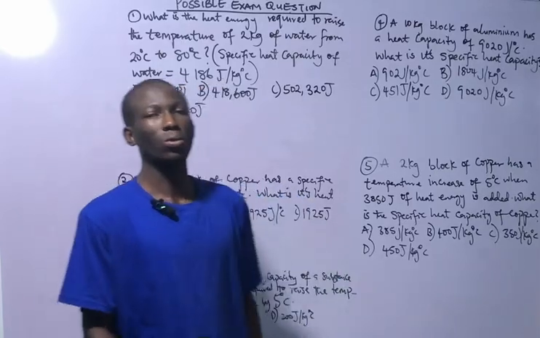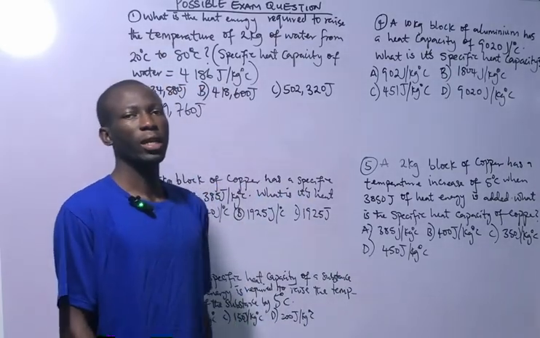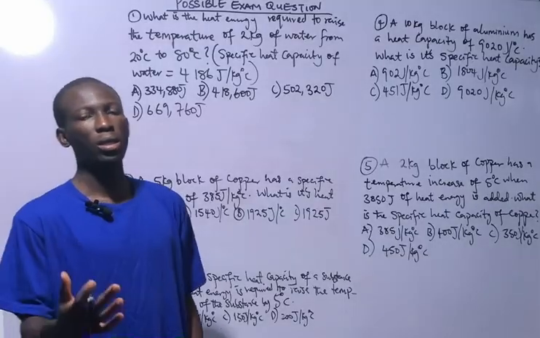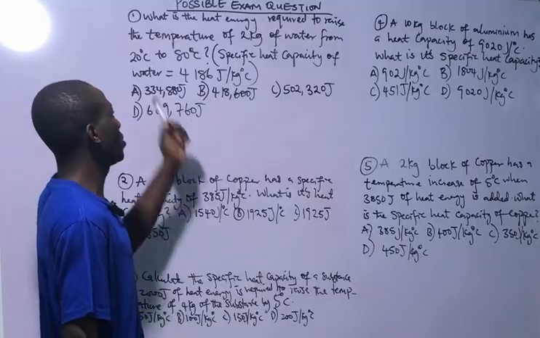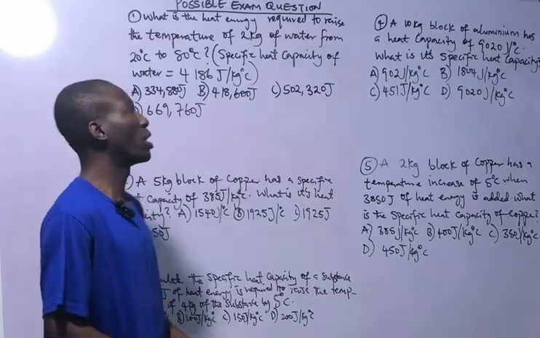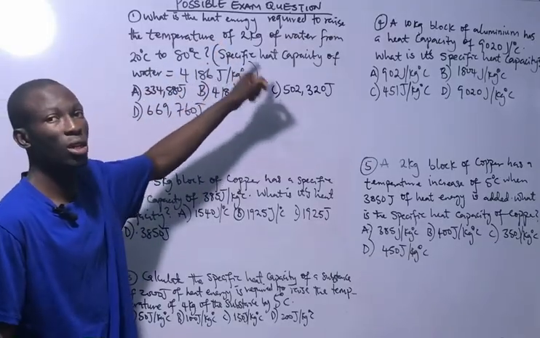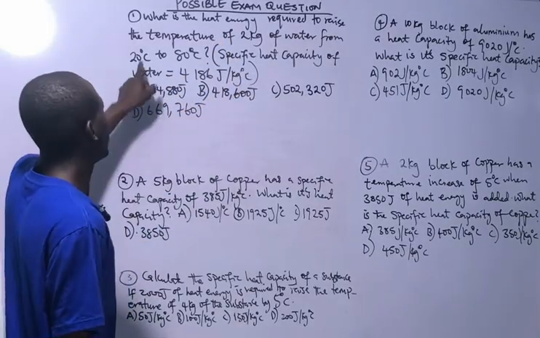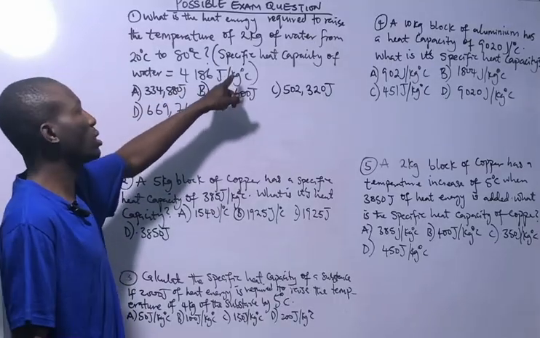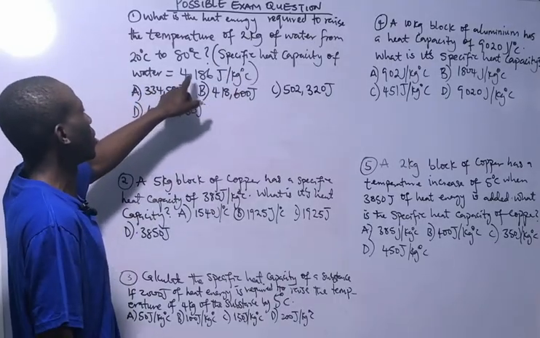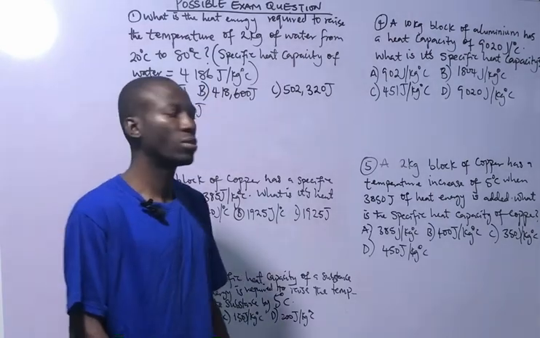Welcome to today's class. Today we'll be looking at a few questions in heat energy, heat capacity, and specific heat capacity. We'll be starting with the first question. The first question on the board: what is the heat energy required to raise the temperature of 2 kilograms of water from 20 degrees Celsius to 80 degrees Celsius? In brackets, the specific heat capacity of water is given as 4186 joule per kilogram Celsius.